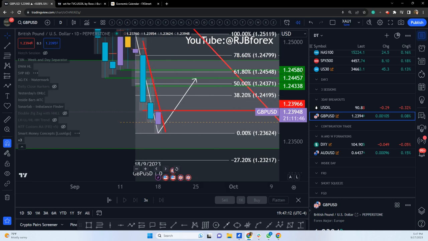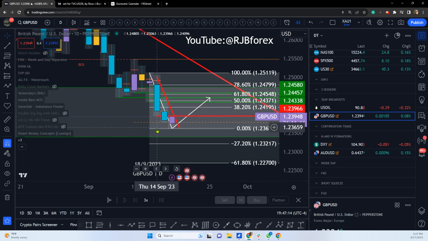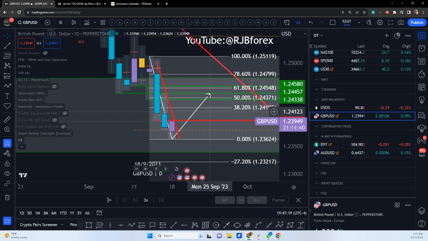And pulling back onto the daily chart again, that would align with the correction towards the 61.8 124.50s over the course of the next few days. If not today, then Tuesday, Wednesday. Monday, Tuesday, Wednesday.